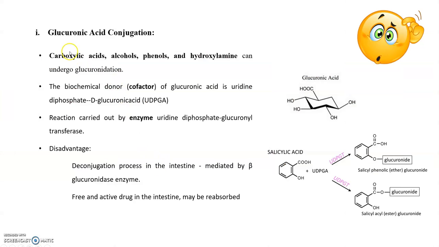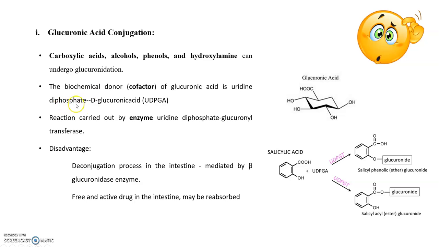First one is glucuronic acid conjugation. Here, to donate this glucuronic acid, some compound is required that is present inside our body. So who is donating this particular glucuronic acid? Who is the cofactor here? Uridine diphosphate D-glucuronic acid. This particular molecule is donating its glucuronic acid moiety to the drug. So this is called the cofactor, that is, the donor of the conjugate. Who is donating the conjugate for the drug?